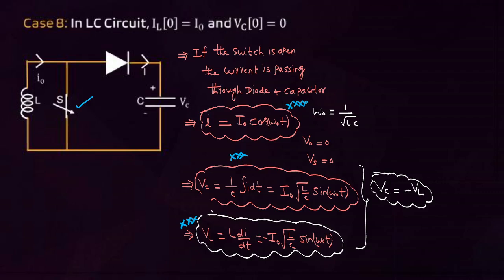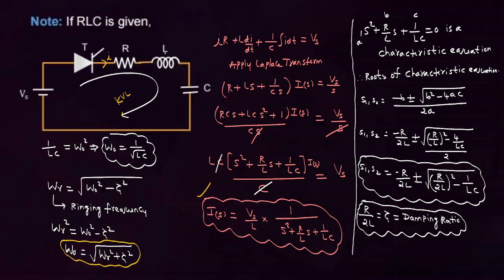These formulas, whatever I am putting the 5 stars on now, you mainly have to concentrate on. These are the different cases of the LC circuit. Then there is the RLC circuit. This concept you studied even in network theory. In the RLC circuit, you remember this omega naught formula: omega naught squared equals omega r squared plus zeta squared, where omega r is the resonating frequency and zeta is the damping ratio.